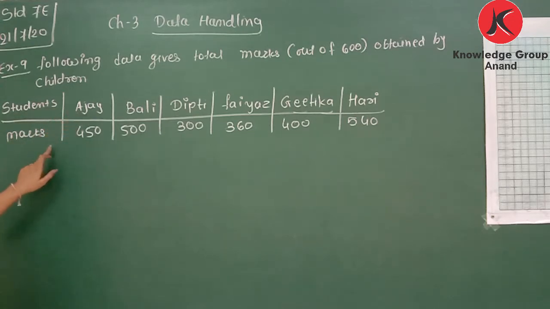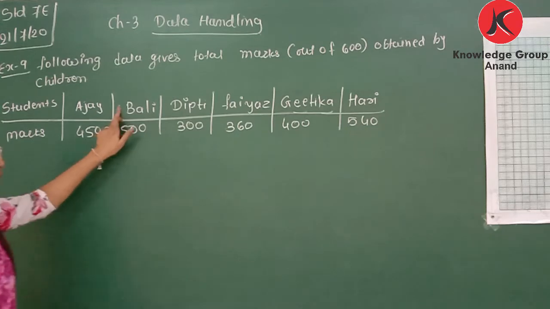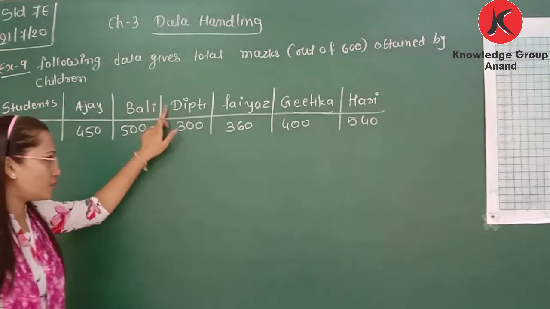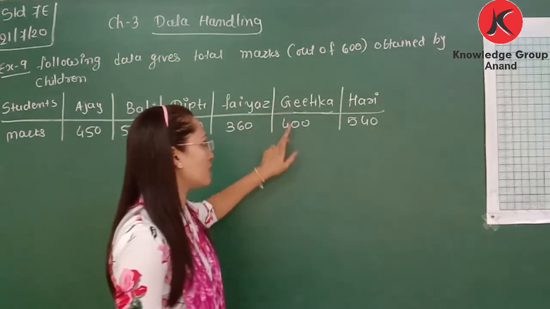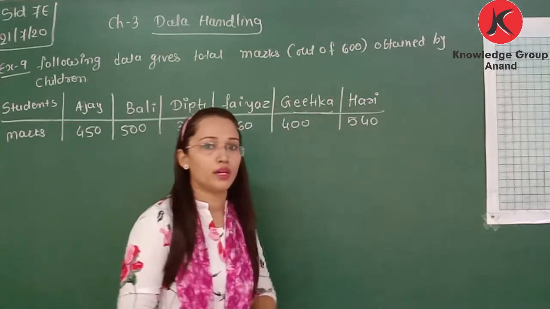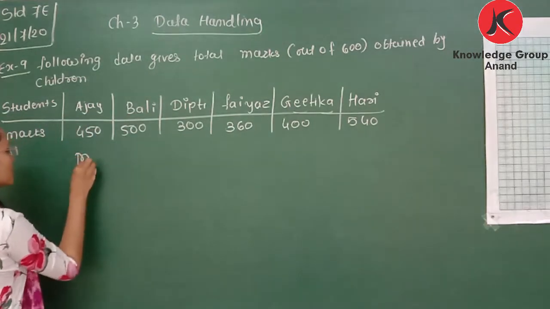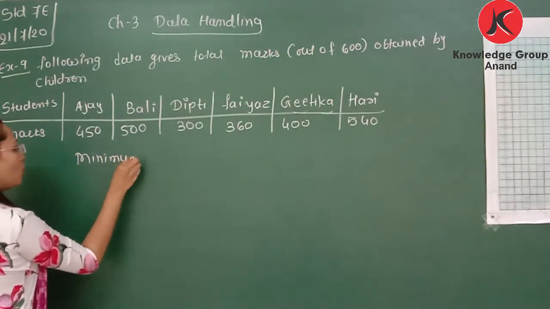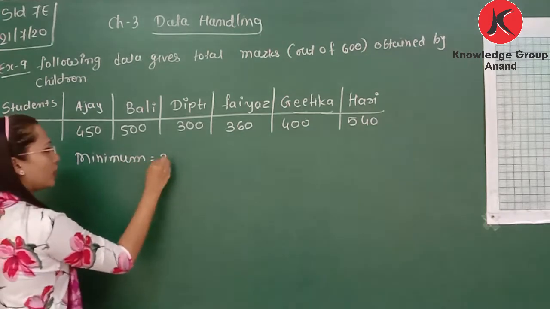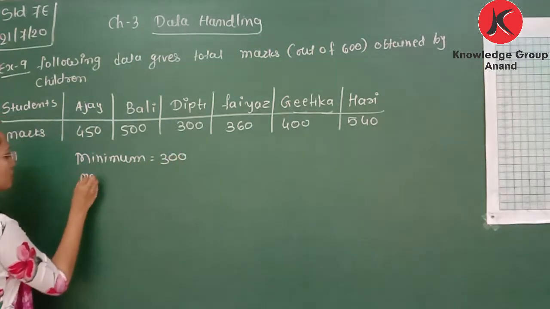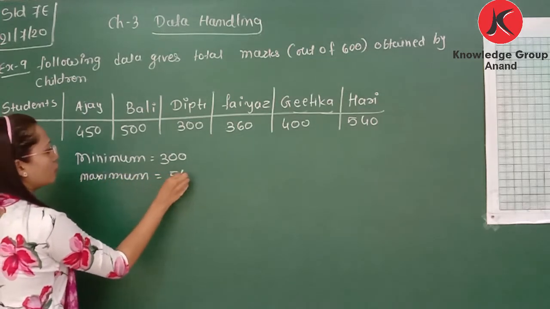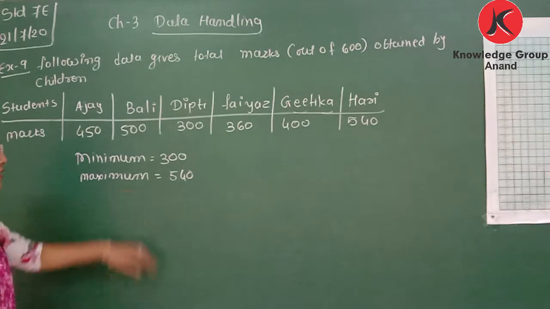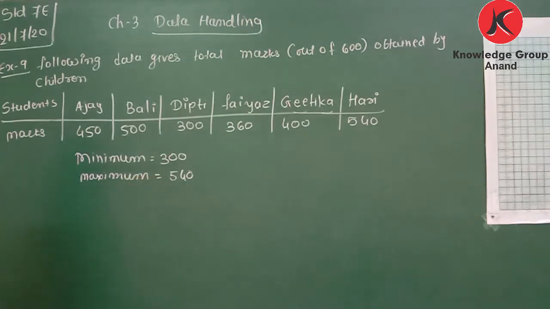The student's name is given and their marks out of 600 are given. So Ajay scored 450 marks, Bali scored 500 marks, Dipti scored 300 marks, Fayaz scored 360 marks, Geetika scored 400, and Hari scored 540. So what is the minimum or lowest marks? You can see it is 300, and the maximum marks is 540. It means you need to represent data from 300 to 540.